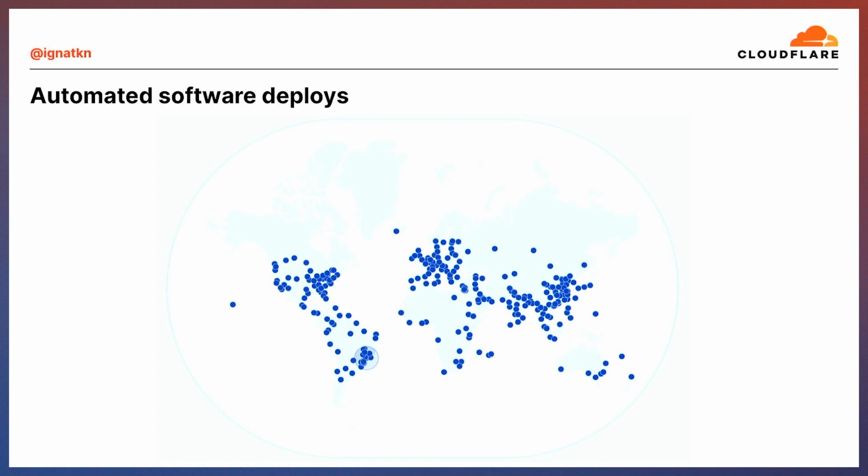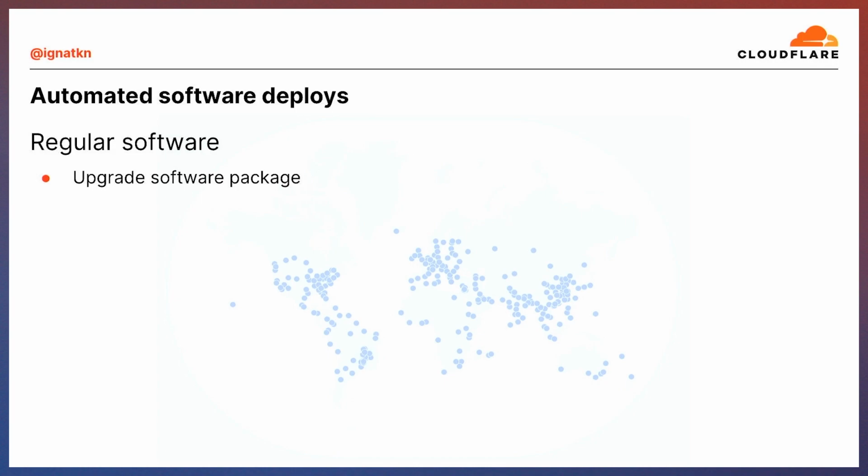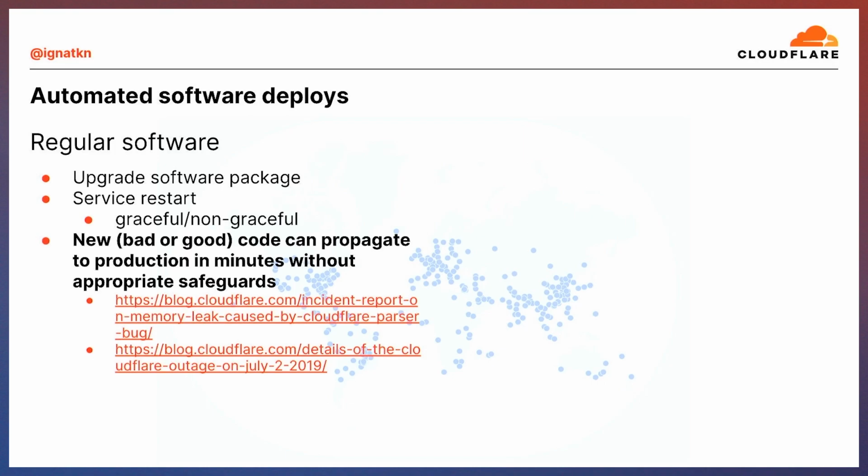As an example, it's a real world example. This is roughly the Cloudflare network today. We have many data centers across the world with many servers, and we've built a very robust pipeline to deploy software, right? But think of what the regular software package deployment process looks like for us and probably for many companies which have proper deployment automation. We upgrade the software package: developers do a new release and commit the package to the package repository, right? But the gist here is that if you have this automation pipeline, new, good code can propagate to production in minutes without appropriate safeguards.